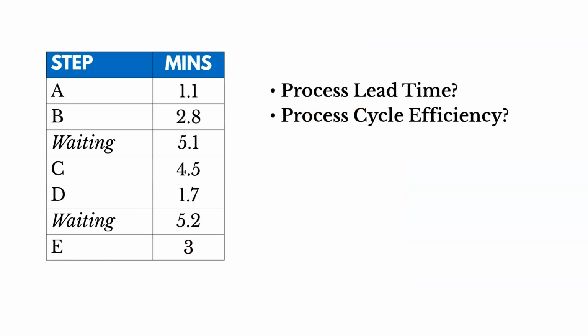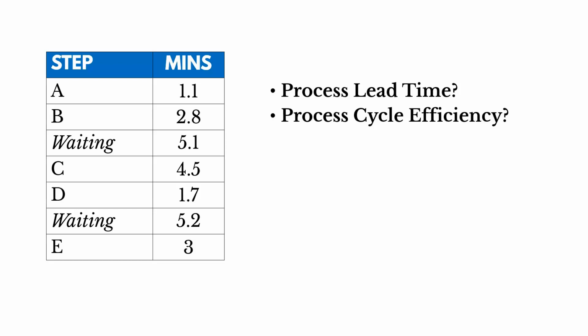Let's take another example. And feel free to stop this video if you want to give this a test. The question would be first, what is the process lead time? And what's the process cycle efficiency? So the lead time is going to be 23.4 minutes. And we're going to add all of these steps, including the waiting. 23.4 minutes from the time the order is received until everything gets finished.